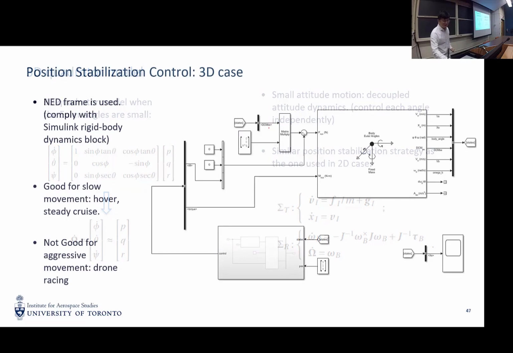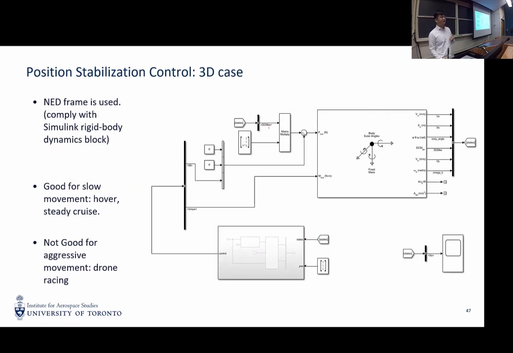Okay. I also built this model in Simulink, so you can download the Simulink model of this lecture. But beware that because I use the built-in rigid body block, this block uses the NED frame. The principle is the same, you just make some sign changes in the control design. It simplifies my work, otherwise I would need to rebuild the whole process.